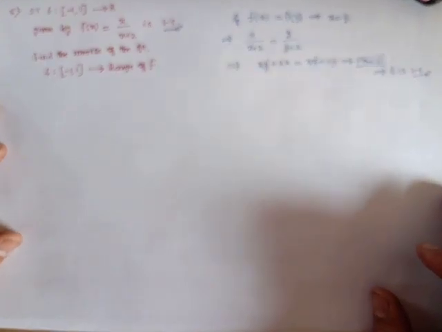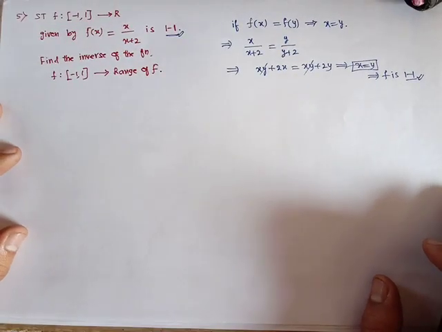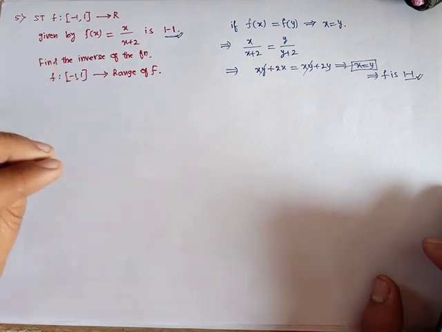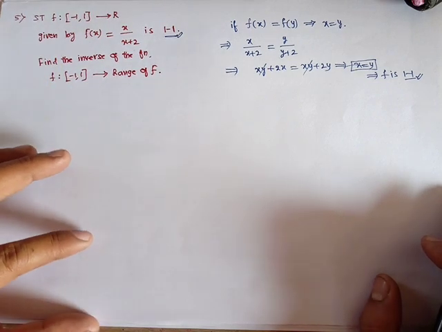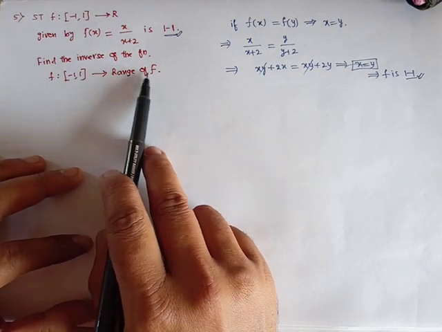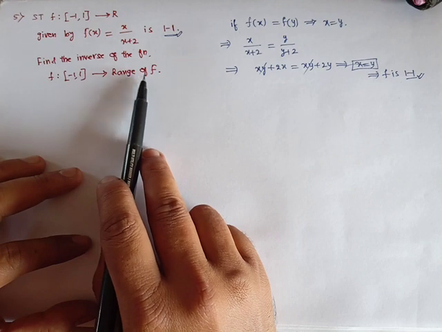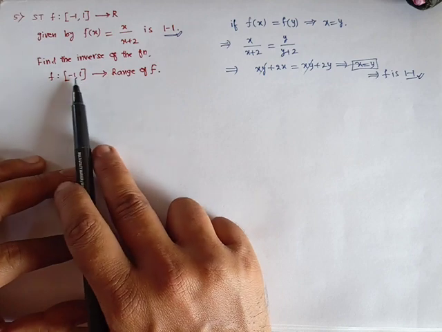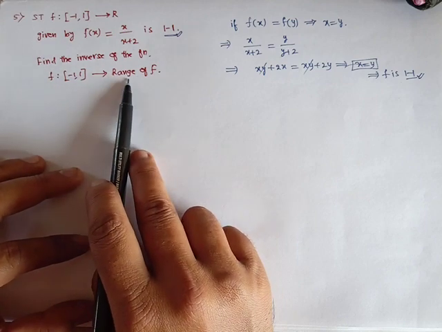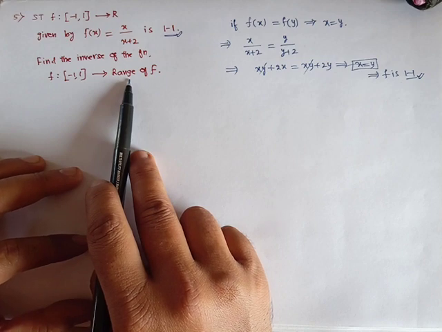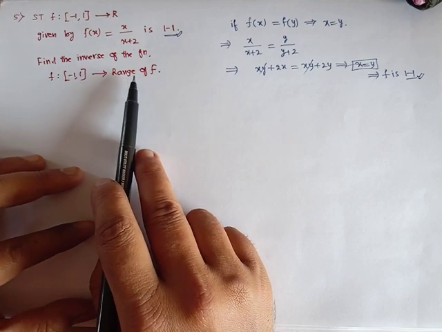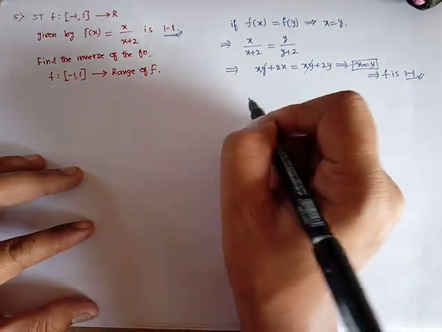Now coming to the next, it is asking to find the inverse of the function. f is mapping from [-1, 1] and it is given as the range of f only. Now the range of f is already given. Meaning each and every element of the range of f is going to be the image of some element of [-1, 1]. So f is onto also, so it is not required to be proved onto. Because range and codomain are both the same, it is an onto function only. Now it is asking to find the inverse of the function.